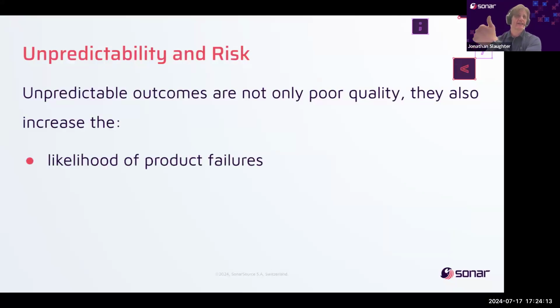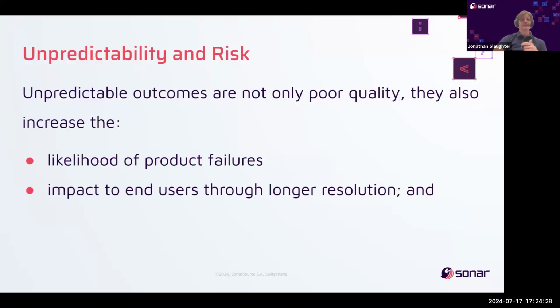They also increase the likelihood that the product's going to fail, because if I have one way that it works and I haven't established the right combinations to make that work, I'm going to get a lot of unpredictable outcomes. So it's increasing the likelihood that I get the wrong outcome. It's going to lead to an impact on end users through longer resolutions. I don't know why it did what it did. I don't know what particular combination or what particular code improvement I should do. What is the particular control or outcome that I'm trying to focus on? I don't have the right guardrail in place here. I didn't pass a quality gate, things along those lines. So I have to go back and investigate that.